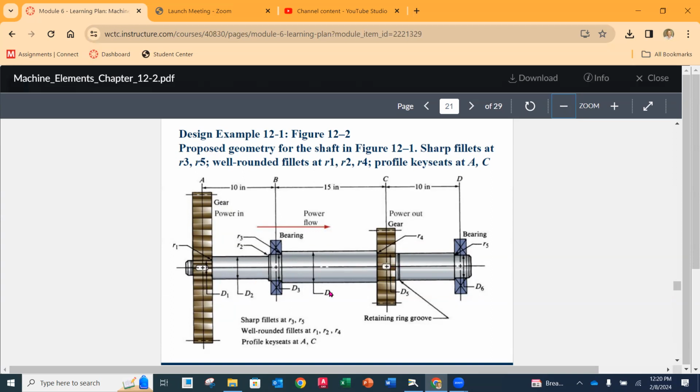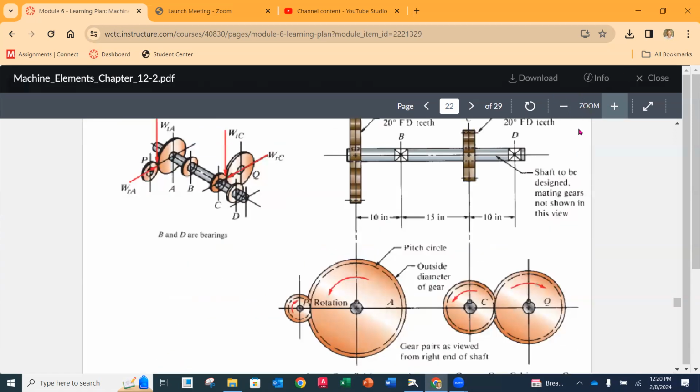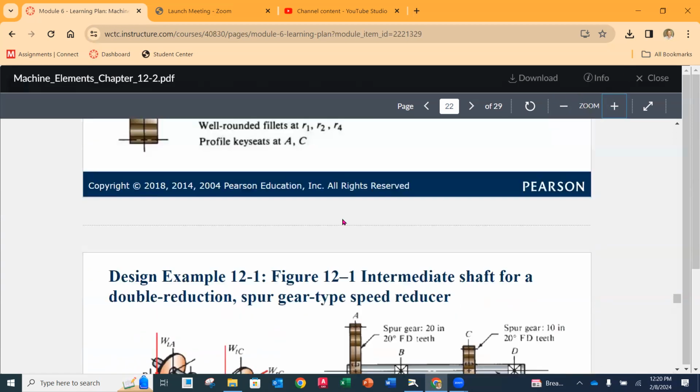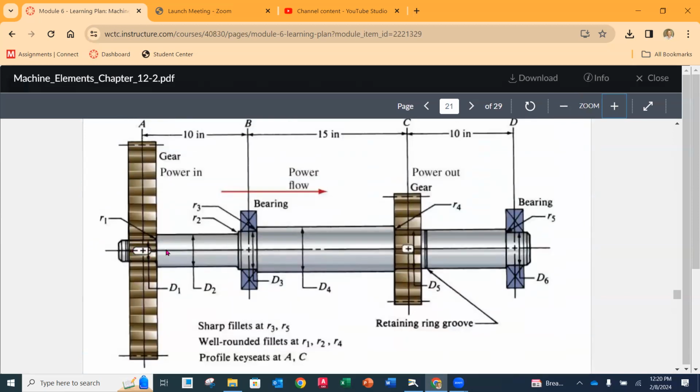Now, at the gear, I'm going to try to zoom in here a little bit so it's a little easier to see. At the gear, you're going to notice that we have a key, all right? That key is there so that we can transmit the rotational speed as well as the torque, right? So that has to be there.